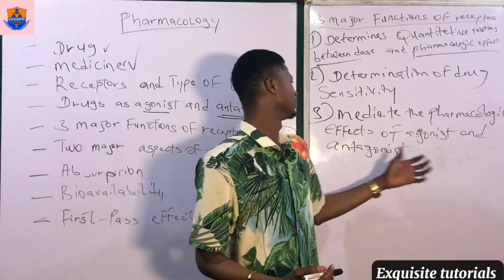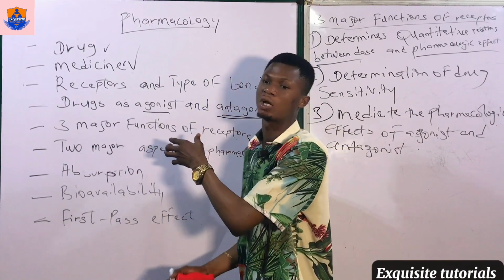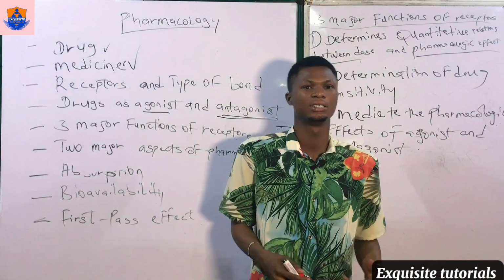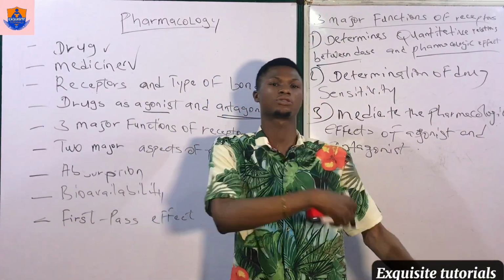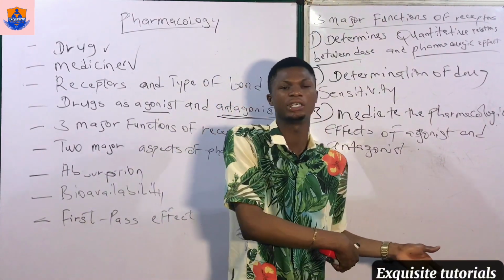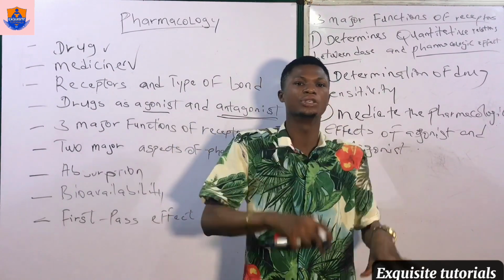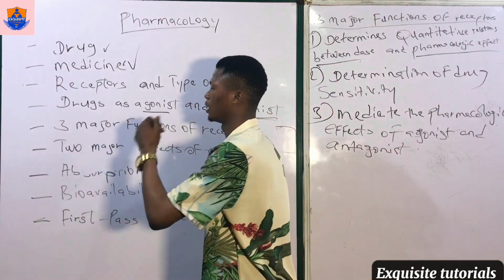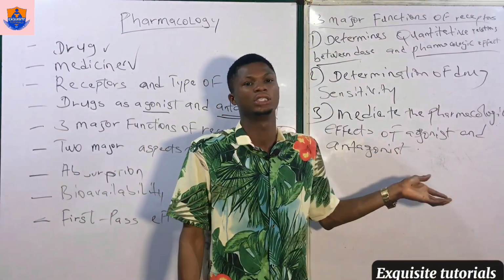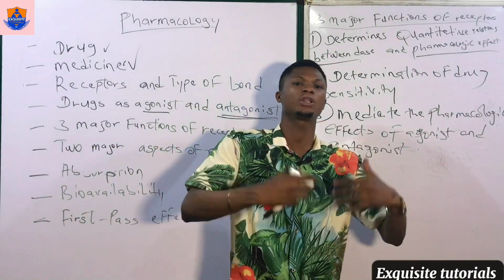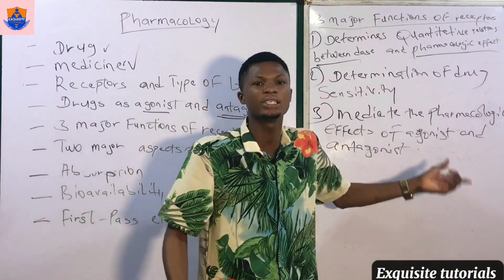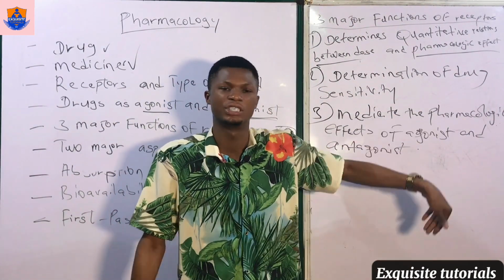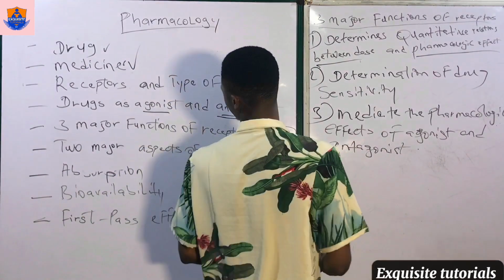Now, which means that before a drug can work as an antagonist, there must be an increase in the number of receptors. So what it does is that it inhibits the receptors, reducing the effect caused by the receptors. Before a drug can work as an agonist, there must be a reduction in the number of receptors in the body. So what it does is that it stimulates the receptors, increasing the effects of the receptor, working as an agonist.